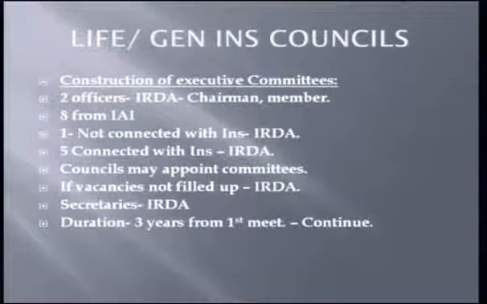Both life and general insurance councils work through executive committees, and these committees have two officers appointed by IRDA as chairman and member, 8 from members of the Insurance Association of India, that means from insurance companies, 1 non-connected with insurance to be appointed by IRDA, and 5 members connected with insurance to be appointed by IRDA. So wherever IRDA feels that there is no proper representation from the Insurance Association of India, it can appoint up to 5 members through the powers given under the IRDA Act and Insurance Act.